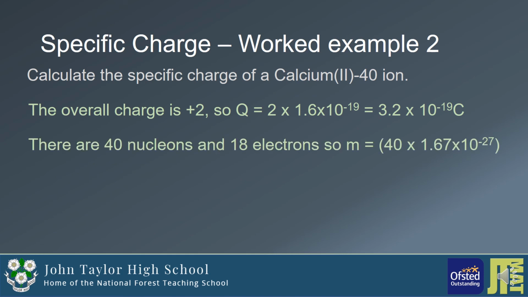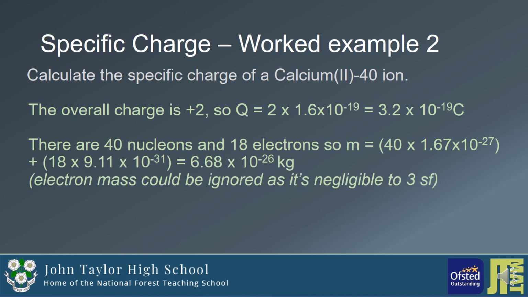There are 40 nucleons and 18 electrons. Now, to the number of significant figures we're working to, those 18 electrons are negligible. So we can make life a little bit simpler for ourselves here and just say we've got the same mass that we had in the previous question. We've got 40 nucleons, which is 40 times 1.67 times 10 to the minus 27. You can see on here we put the 18 electrons in there, but it's not actually made a difference to our overall value, which is still 6.68 times 10 to the minus 26 kilograms, the same as it was in the previous question.